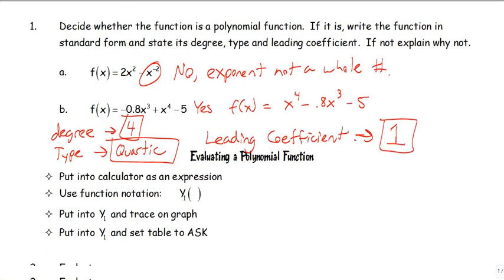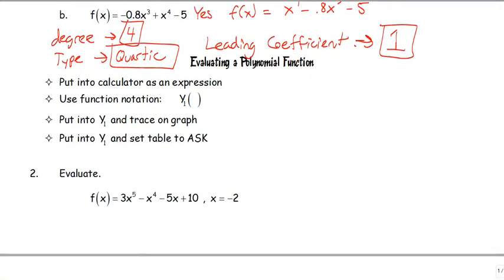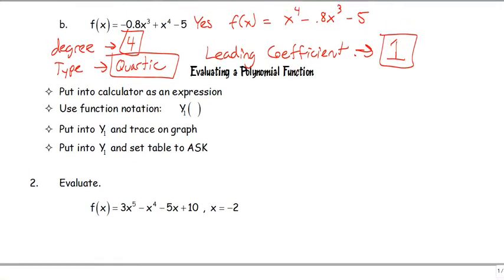Alright, now evaluating a polynomial function. We've done this before with quadratics and with linear. Put it into your calculator as an expression, so you can just type it in. There's 4 ways to do it. Just type it into your calculator. Use the function notation: put it into y1 and trace on the graph, or use the table. Put in y1 and set your table to ask. So there's a bunch of different ways to do it. I like to focus on this one usually because it's just easier.